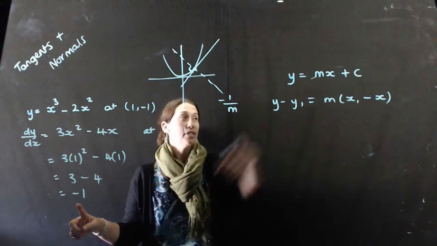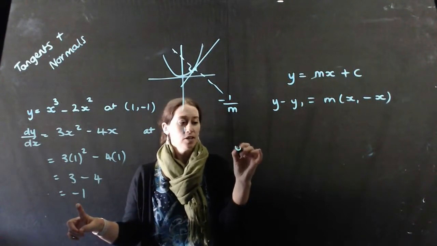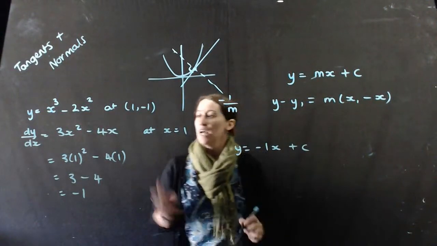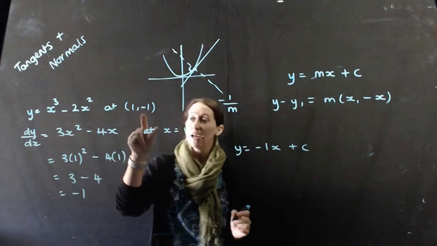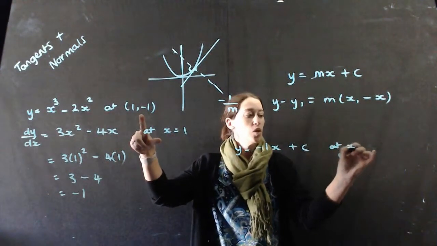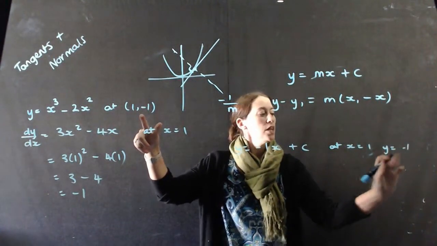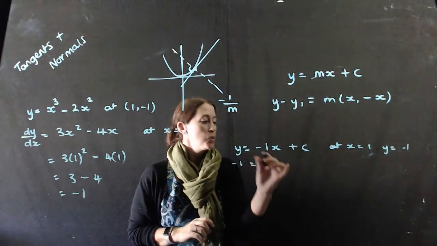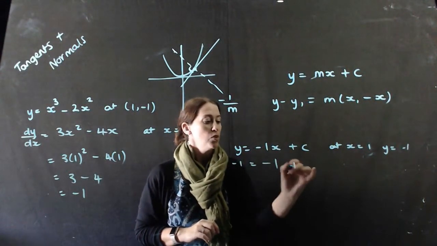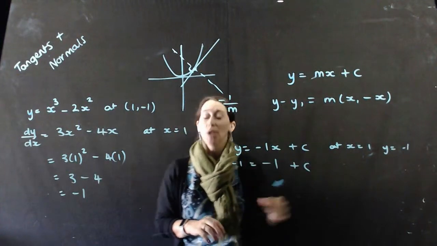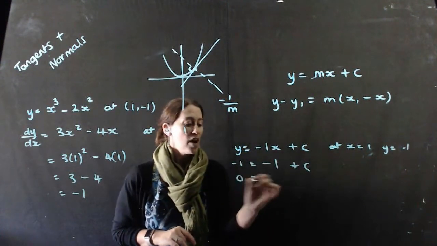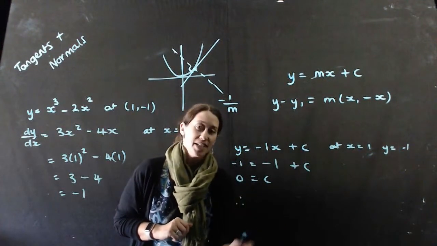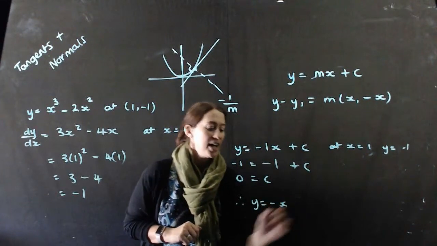So what I can now do is substitute that into this formula to find the equation of the tangent: y equals -x plus c. I have a coordinate that both the curve and the tangent go through. When x is 1, y is -1. So I can sub that in to find the y-intercept. -1 equals -1 times 1, which is -1, plus c. -1 plus 1 gives us 0. So our value for the y-intercept, c, is 0. So our equation of the tangent is y equals -x.